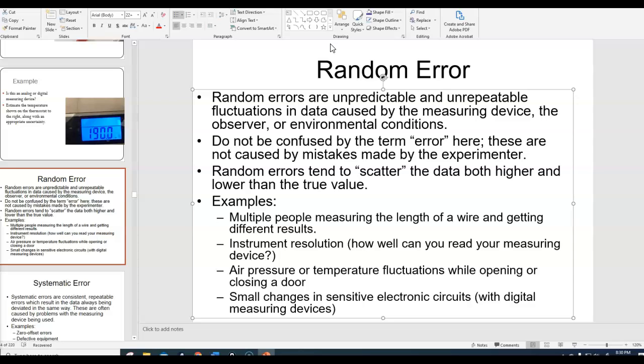Instrument resolution. How well can you read your measuring device? That could cause a random error. Again, if we take a look at the paperclip in the warm-up the other day, some people measured higher than 2.3 and some people measured lower than 2.3. And honestly, it was just as likely to be too high as it was to be too low, because the precision of the measuring device was only to 1 decimal place.